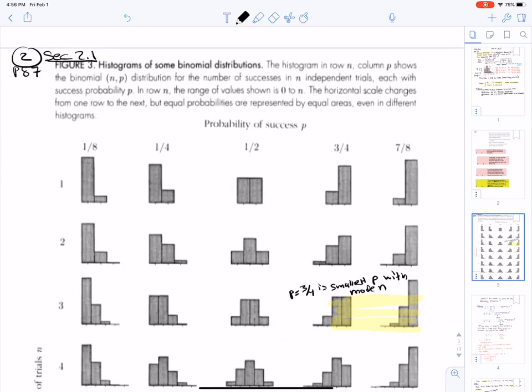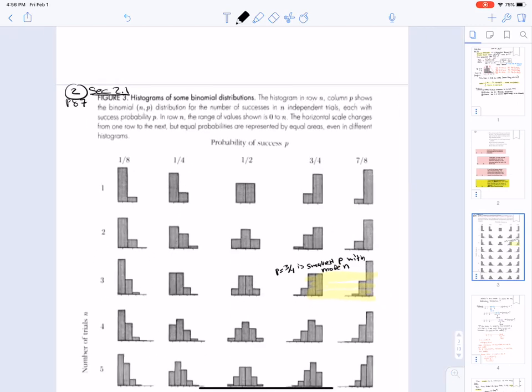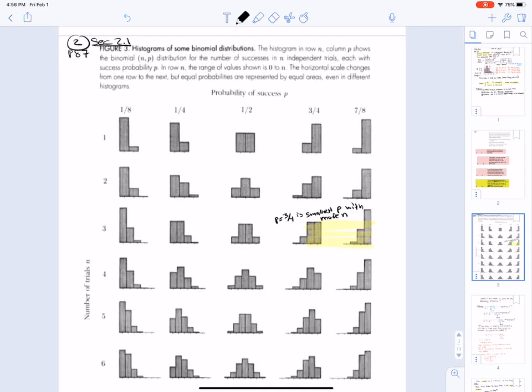Okay, so now we're going to start section 2.1. These are histograms of the binomial distribution for different n and different p's. So one thing to note is that some of these distributions have two modes and some have a single mode. So one may ask, what's the smallest p such that n is a mode, and n is the furthest bar. So what's the smallest p that happens? So for example, if you look at n is 3, p would be 3/4.